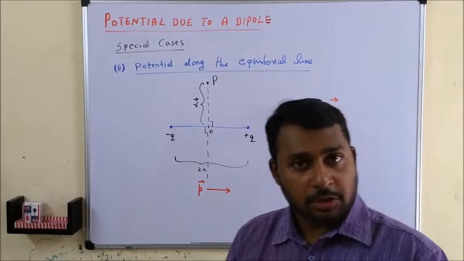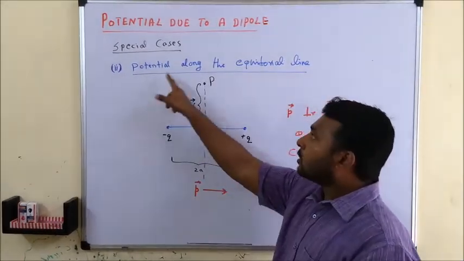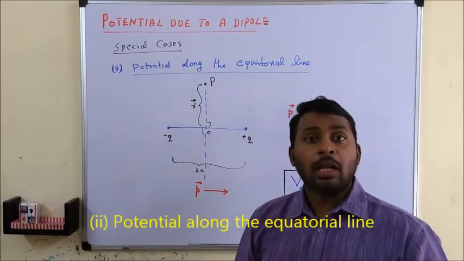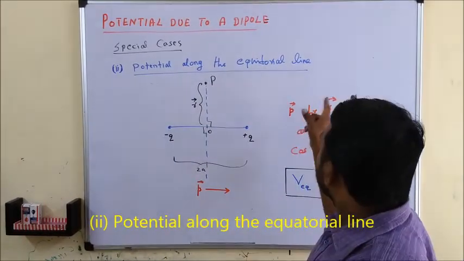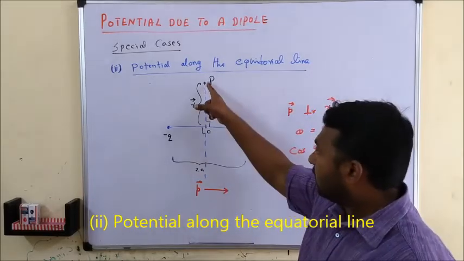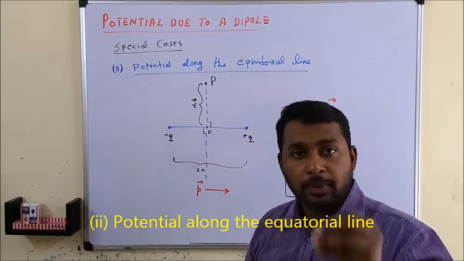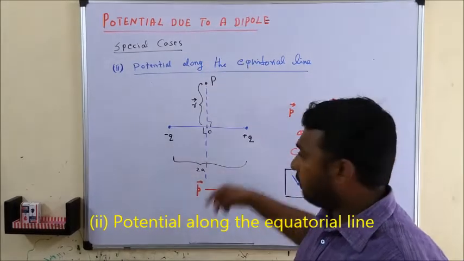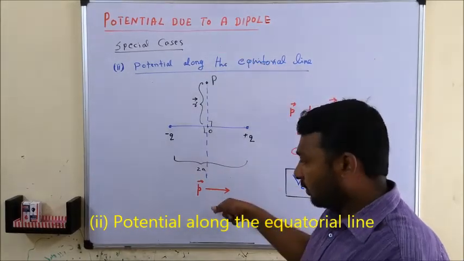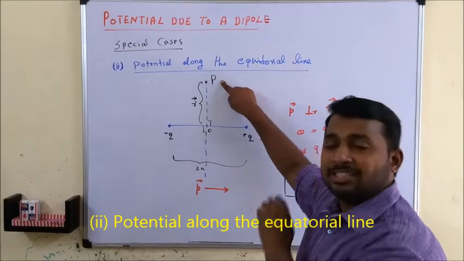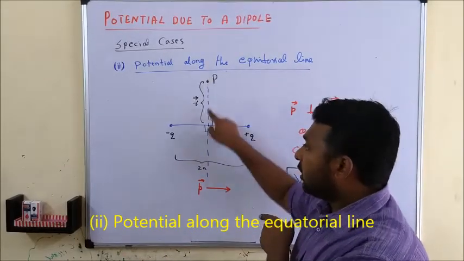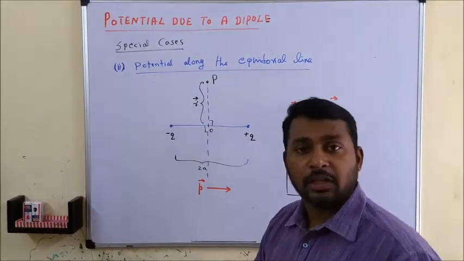Now the second special case, the potential along the equatorial line. Equatorial line means this dotted line. The point P can be anywhere on the equatorial line, maybe on the top of the dipole or the bottom of the dipole. Anywhere randomly I consider here a point P, at a distance r from the center of the dipole.